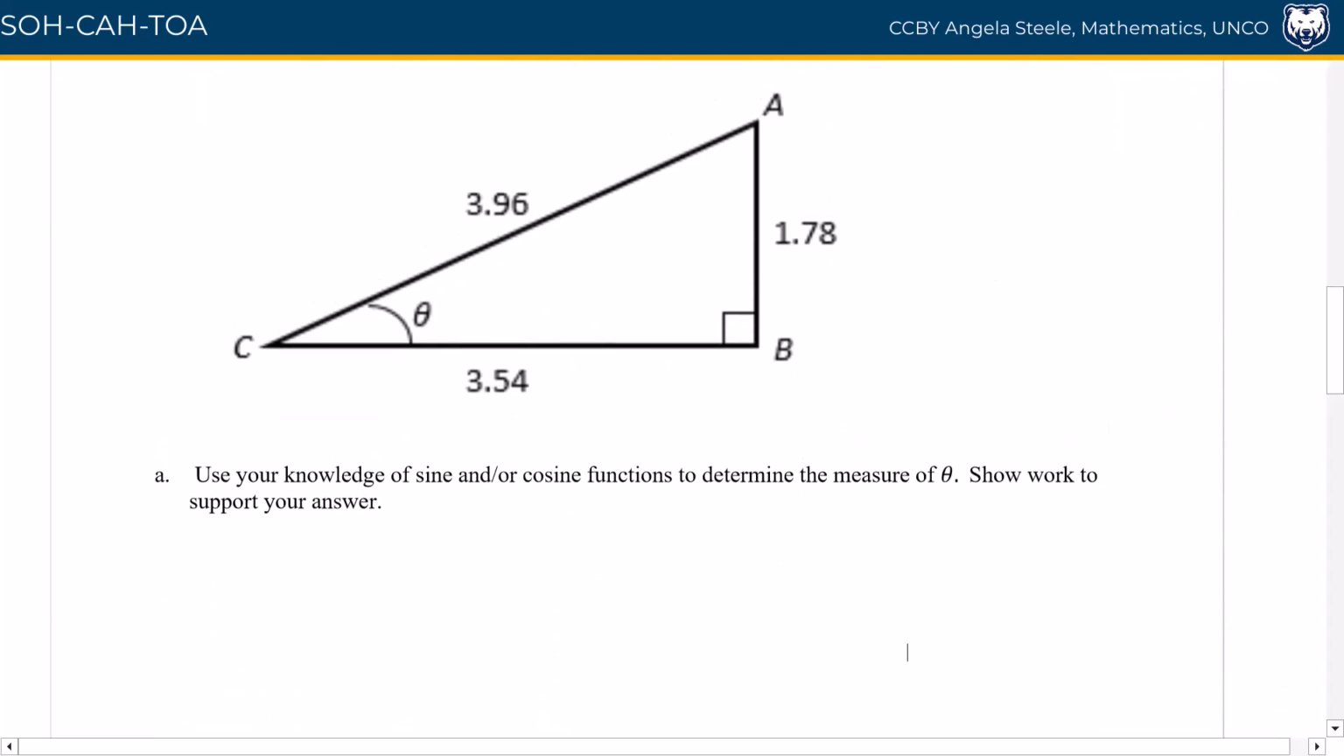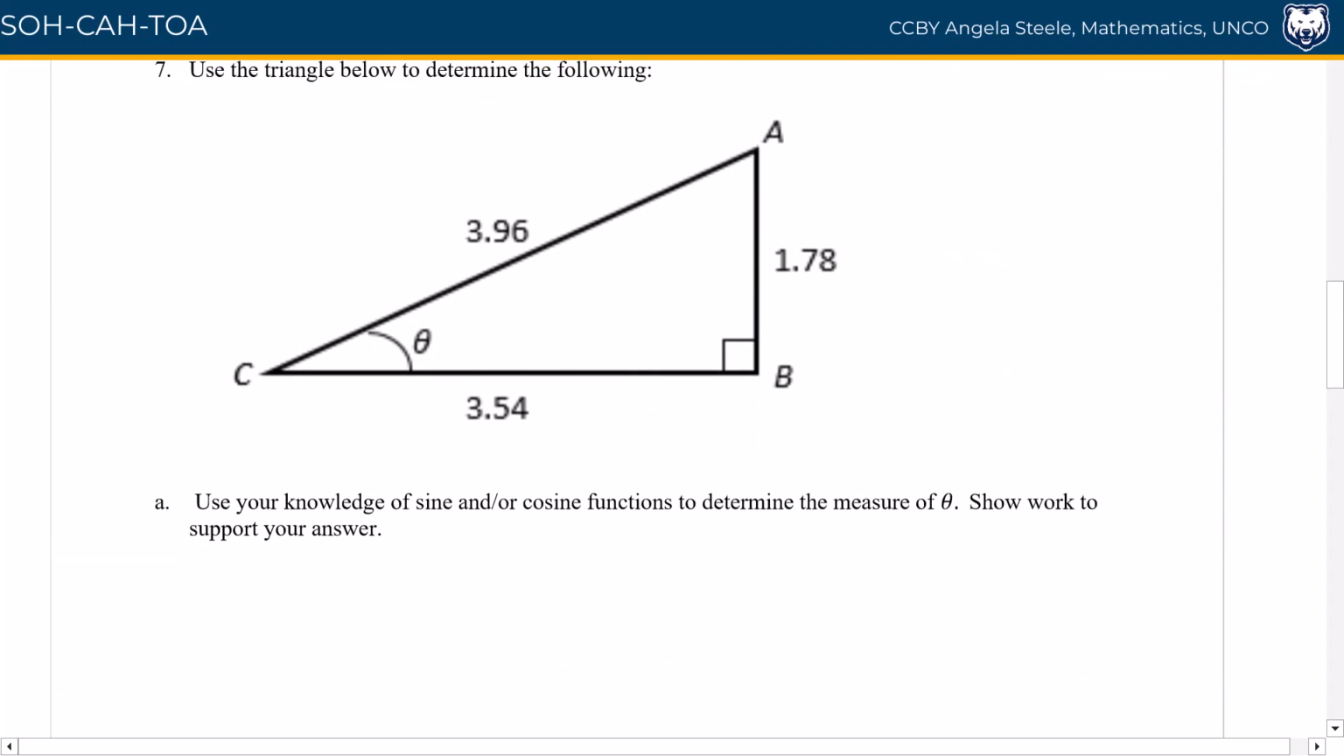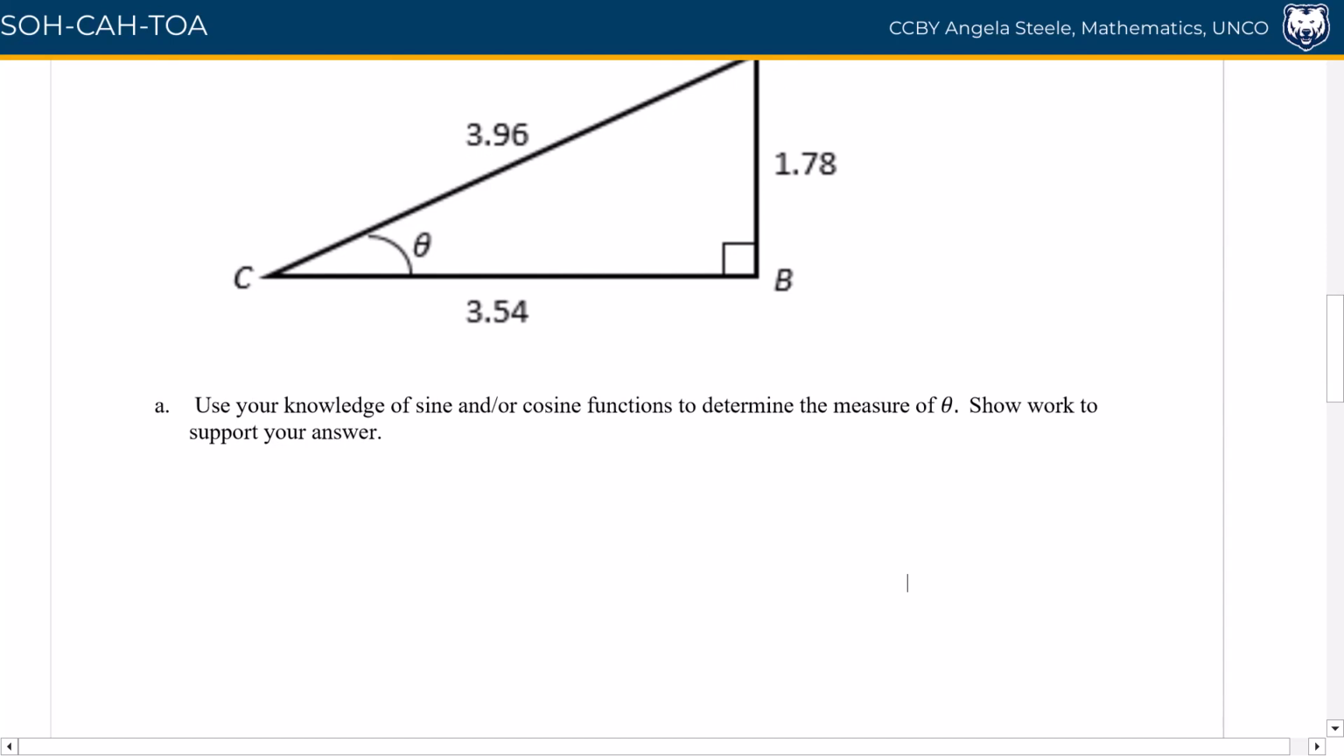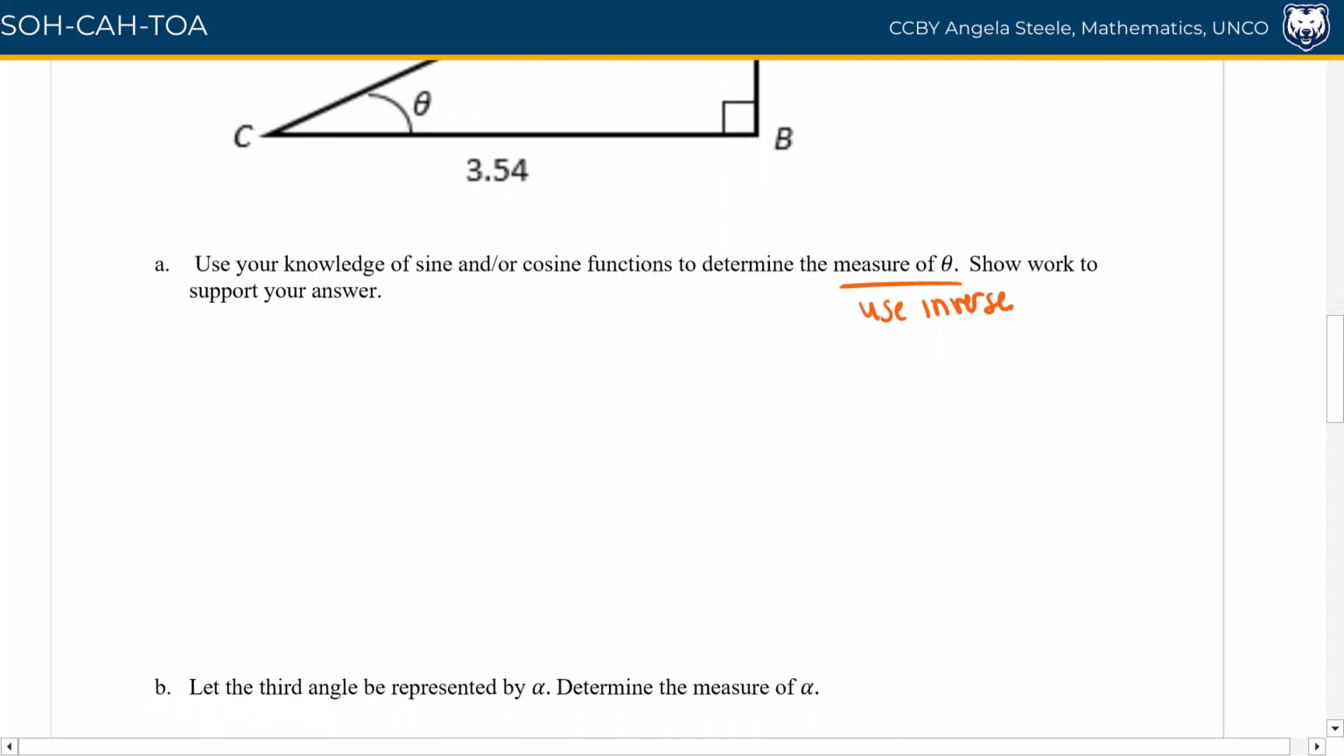Next we have problem 7, and we're going to use the triangle below to determine the following. So we're going to first use our knowledge of sine or cosine to determine the measure of theta. So this is the first time we are looking at finding theta by itself, which means that we need to use the inverse. Okay, and it doesn't matter if we use sine or cosine. I'm going to show both just so you have that knowledge.